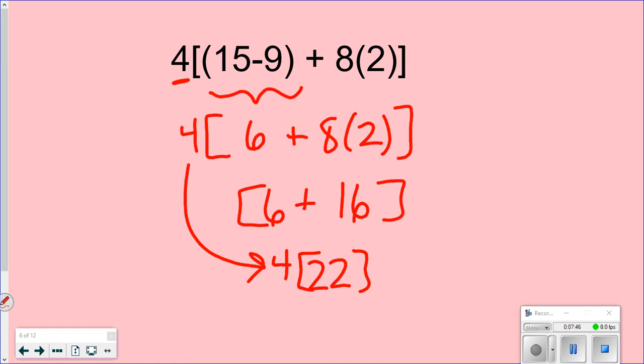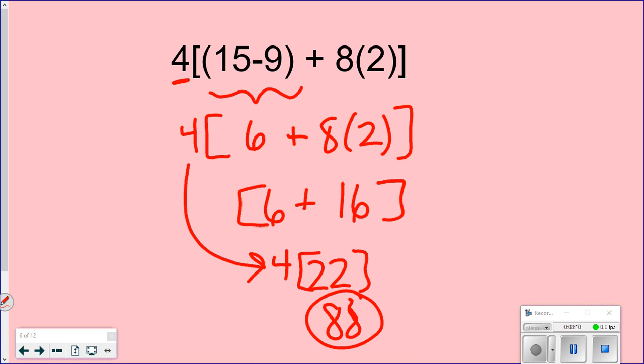Even though it's not a parentheses, a bracket can still act as a parentheses, especially if there's no sign in there. So the next thing you would do, just 4 times 22 would be 88. So brackets are probably one of the newer things that you have seen. I'm going to give you one to try yourself in your notebook, if you would do that.